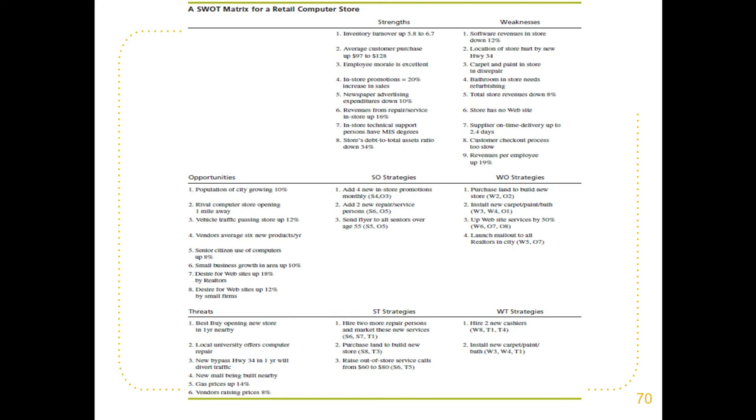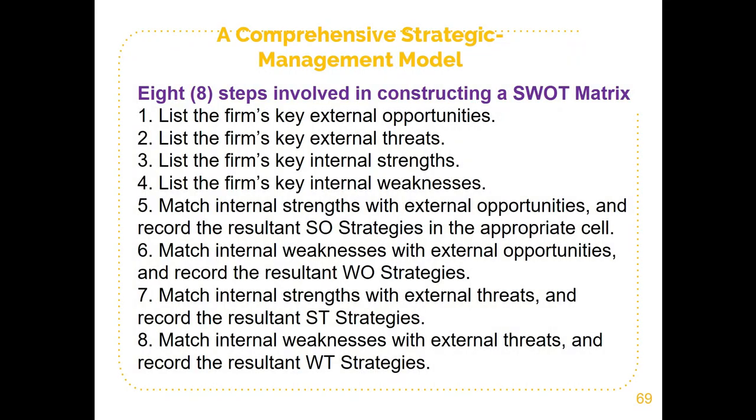The 4 strategy cells would be labeled as SO, WO, ST, and WT. These are developed after completing the 4 key factor cells labeled as S, W, O, and T. So these are the 8 steps involved in constructing a SWOT matrix. First, you have to list the firm's key external opportunities, key external threats, internal strengths, and internal weaknesses.